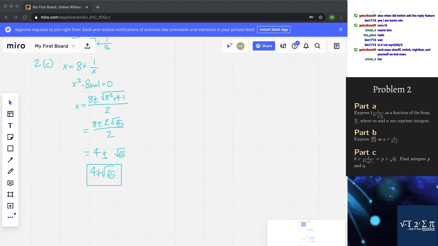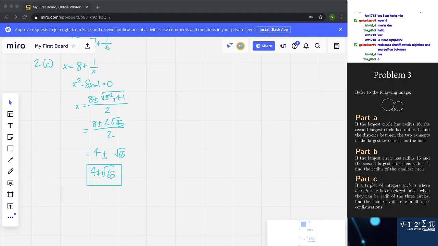Okay. So problem 3 is A, it's a geo, and B, it looks bad because it's long. And long problems always are scary, if you know what I mean.